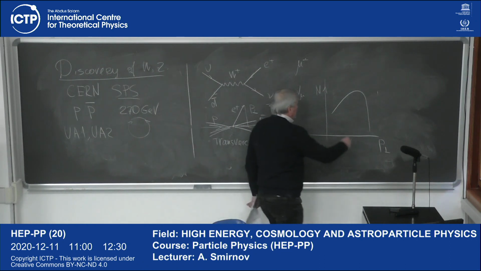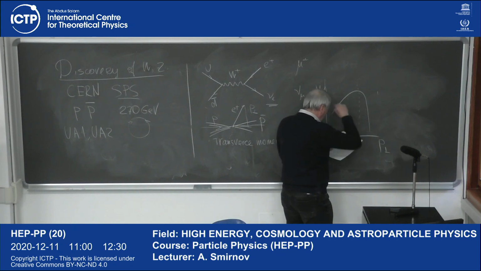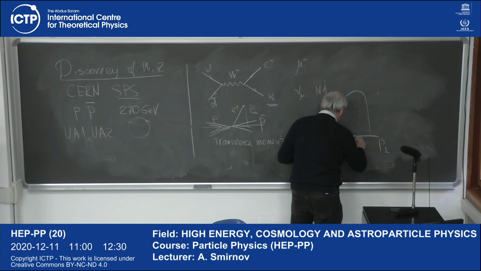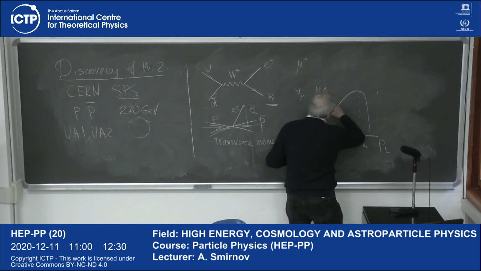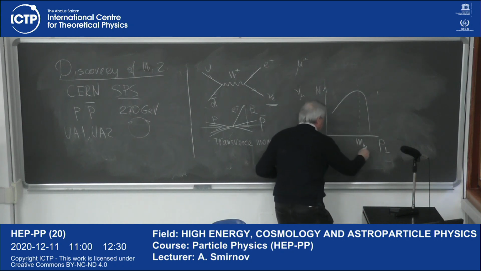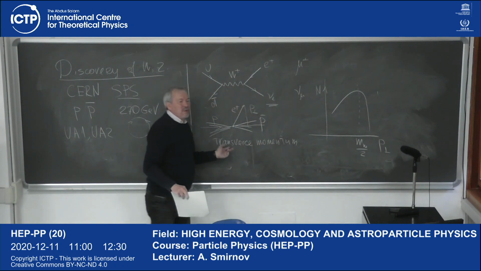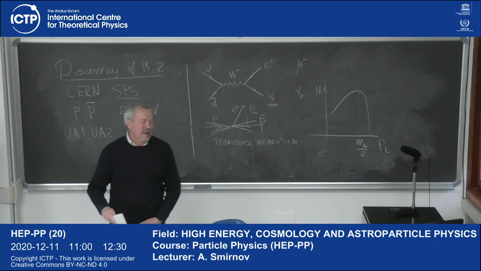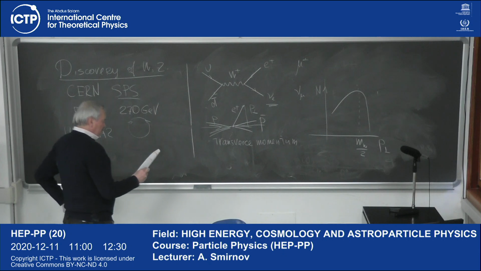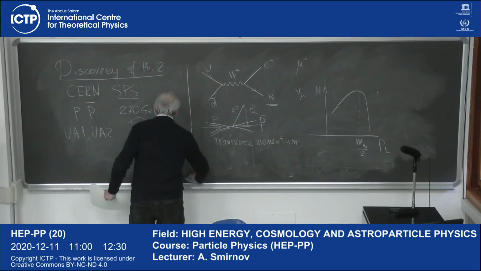So they measured this distribution. They computed, of course, and this peak more or less corresponds to half of the mass of the W boson. So it's not a peak, it's kind of a curve whose maximum is at MW over 2. So we could see the peak if you would detect neutrinos and measure the momentum of the neutrino. So this is as far as the W boson is concerned.